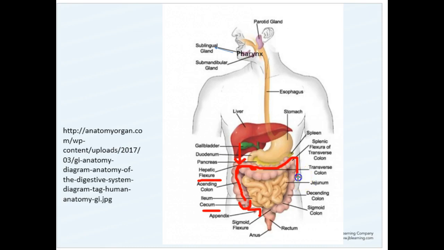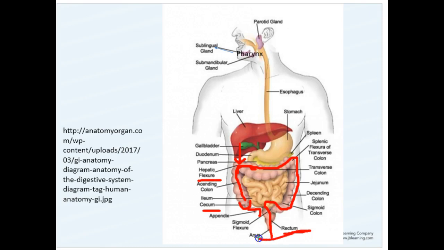We then have descending colon until it forms the S-shaped sigmoid. Once the sigmoid colon gets into the pelvic basin and it is straight, it is the rectum. R-E-C-T as a prefix means straight, rectum, straight.